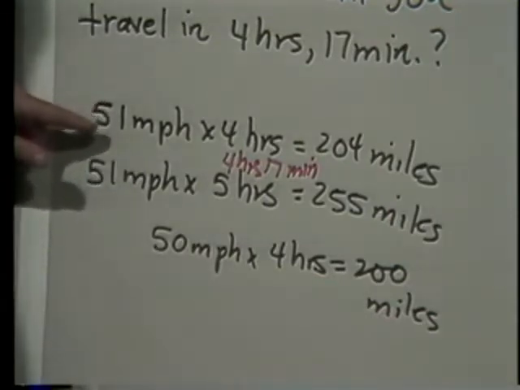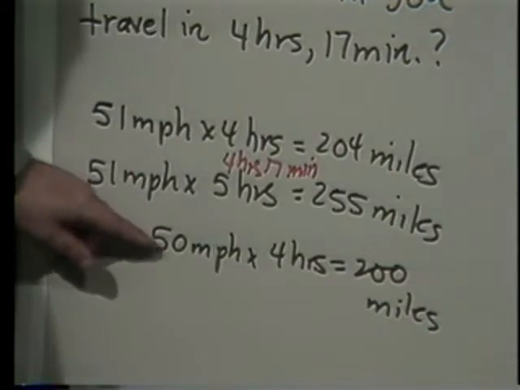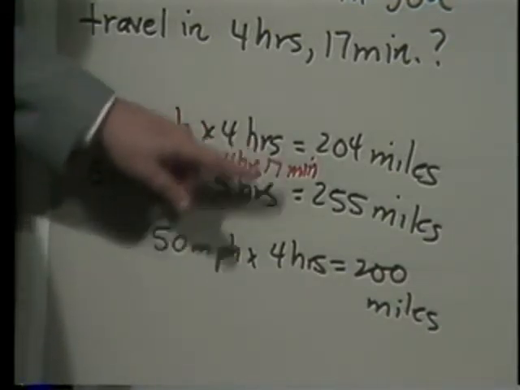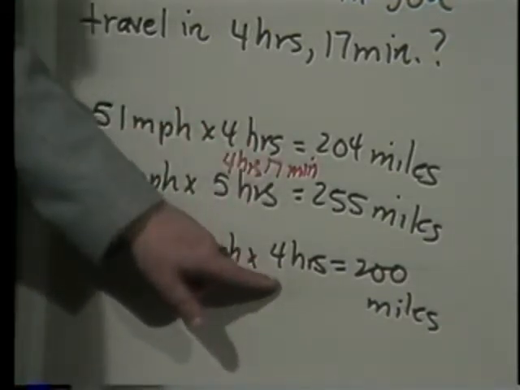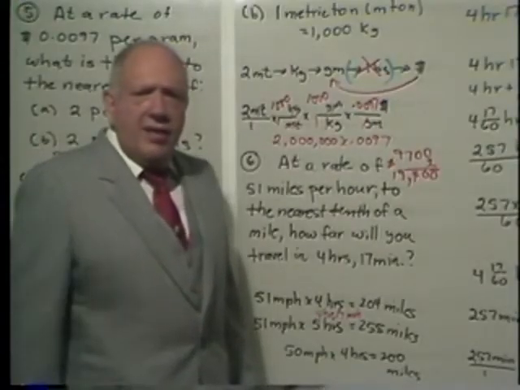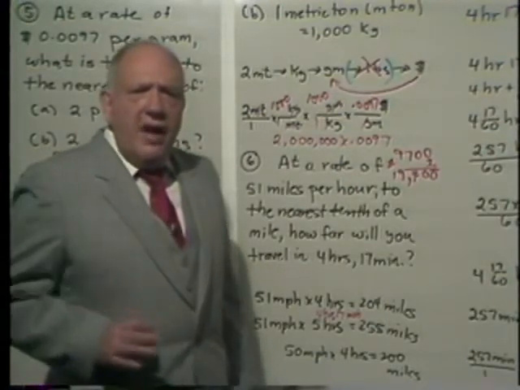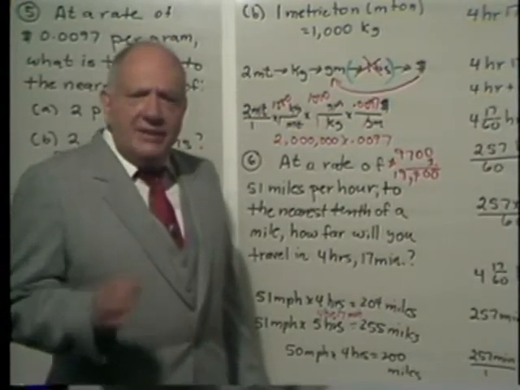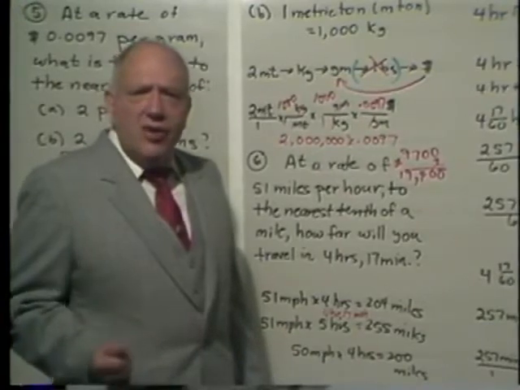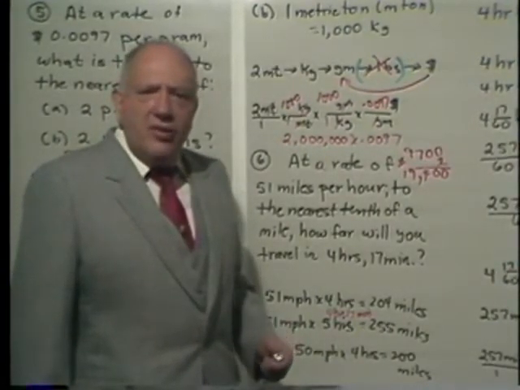And if you really want to round off, you say what? 51 miles per hour to the nearest 10 is 50. 4 hours and 17 minutes to the nearest hour is 4 hours. So if I'm interested in a real rough estimate, 200 miles is fine. That's another hard question to answer. If I say to you, what's the exact answer, there's only one answer. If I say to you, give me an estimate, how can I mark that wrong? It's your estimate. It's like if I say to you, what's the chemical composition of water?